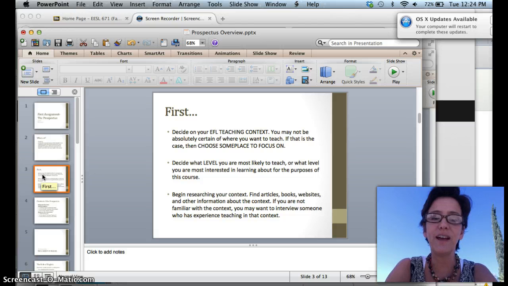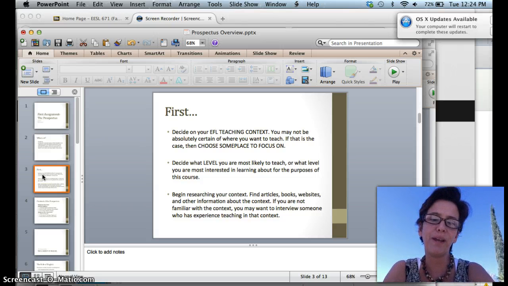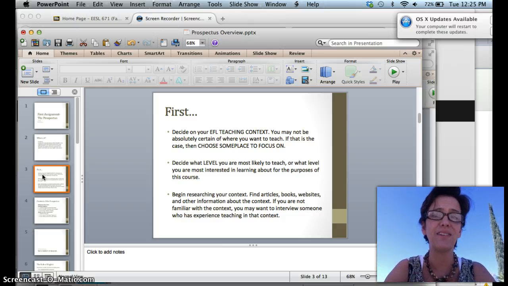First, you're going to decide on your EFL teaching context. You may not be absolutely certain of where you want to teach in the future, but I would like you to then choose some place to focus on if you're not absolutely sure. Decide what level you're most likely to teach, or what level you're most interested in learning about for the purposes of this course, because all of your assignments are going to relate to that same context and same teaching level. And then you're going to begin researching your context.